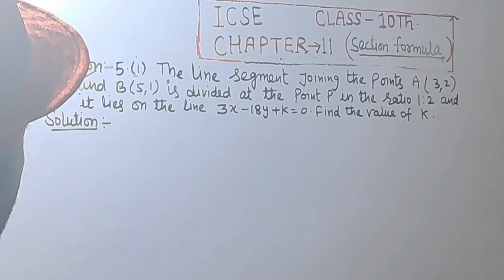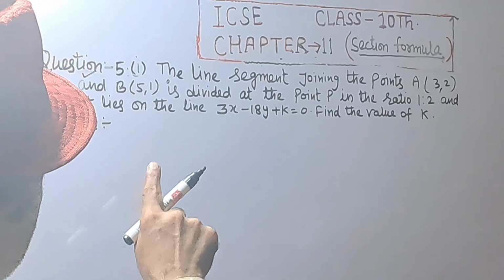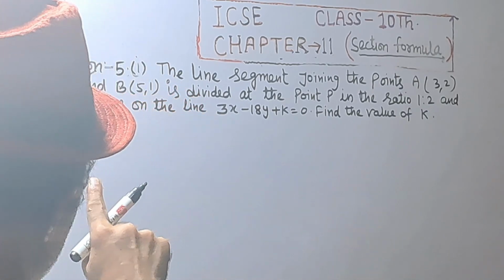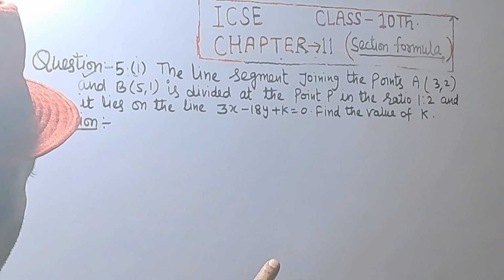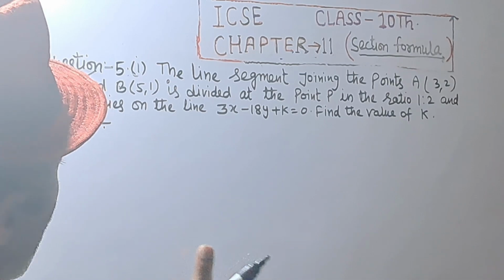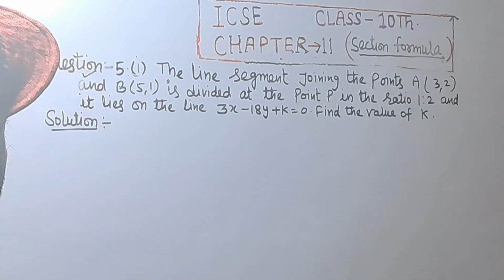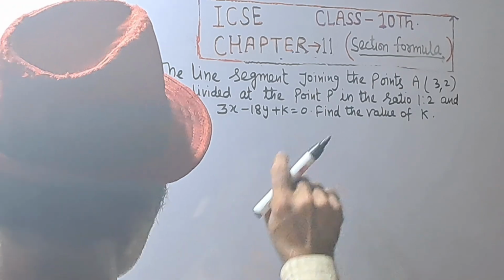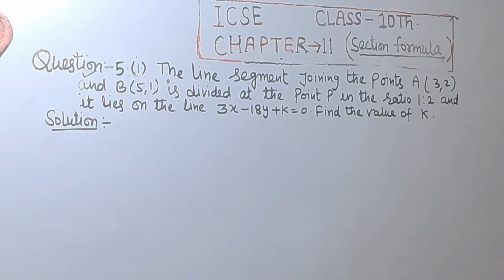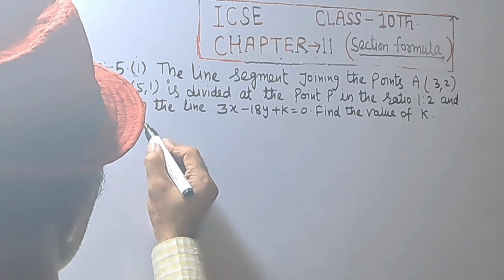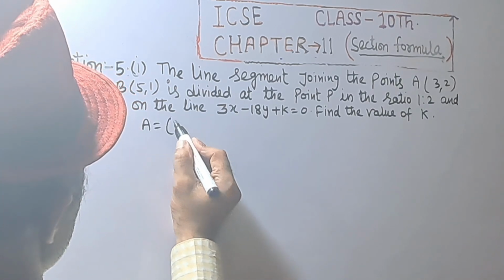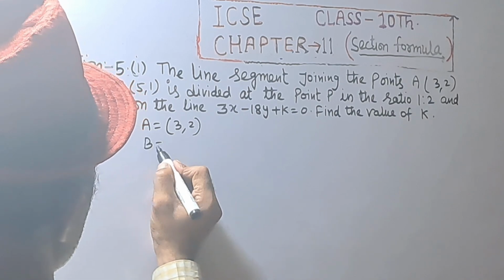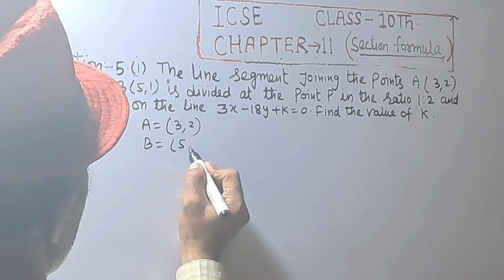Question number 5. The line segment joining the points A(3, 2) and B(5, 1) is divided at the point P in the ratio 1:2 and it lies on the line 3x minus 18y plus k is equal to 0. Find the value of k. A is equal to (3, 2) and B is equal to (5, 1).